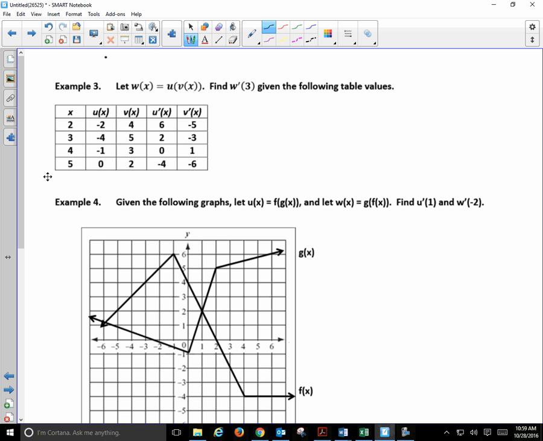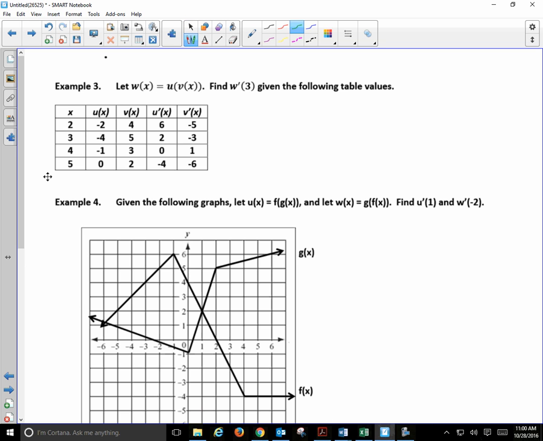Now we got 3 more examples. We'll finish before lunch. It says let w of x equal that thing, and w prime of 3 is what we want to find. And we're given all these table values. Now, last year, I think that when many of our students encountered these type of problems in the AP exam, they just shut down because I didn't do a lot of examples of them in class. This really isn't that bad of a problem at all.